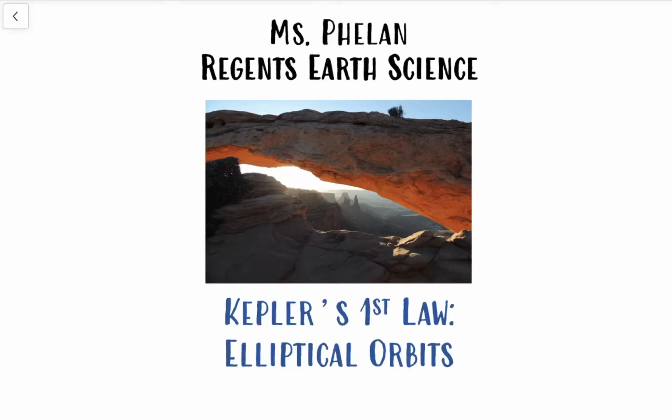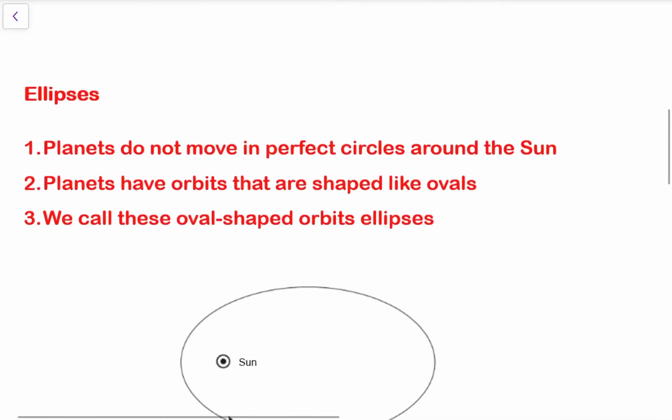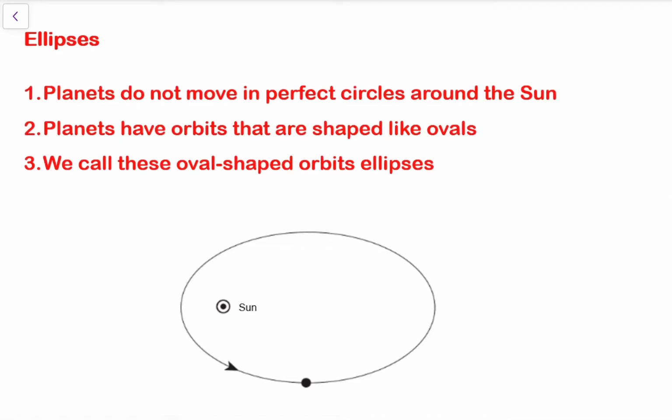Hi everyone, in this video we are going to review Kepler's first law and talk about the elliptical orbits of planets. So we are here talking about ellipses. The important fact to know when talking about ellipses is that planets do not move in perfect circles around the sun. Planets actually have orbits that are shaped like ovals. We call these oval-shaped orbits ellipses.